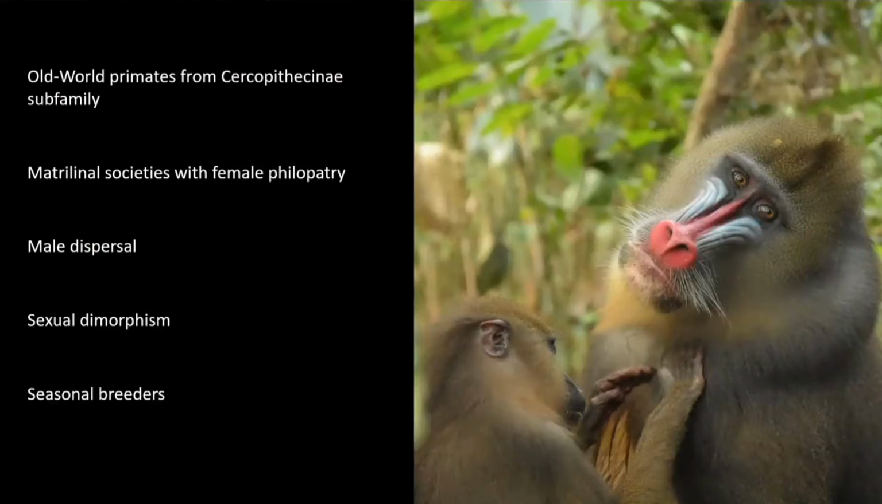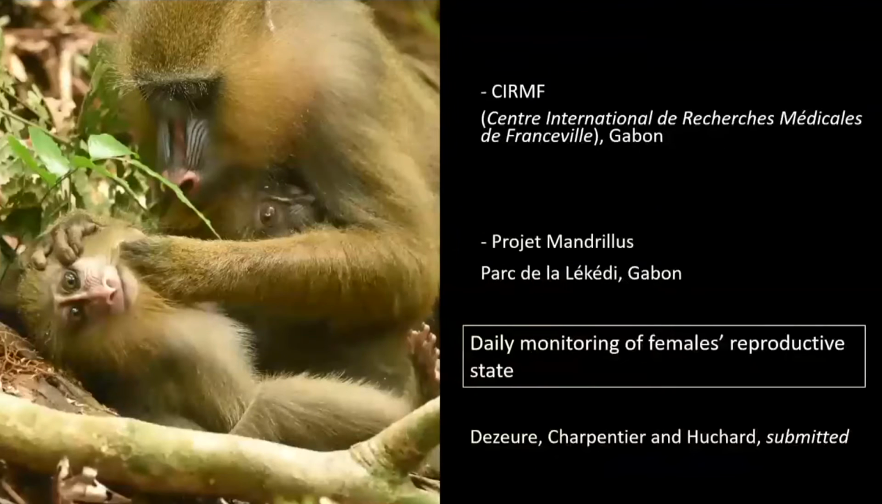Marie just talked about them, so I'm going to speak about it. Until very recently, most of the data regarding the reproduction in mandrills came from a semi-free ranging group at the CIRM in Gabon. In our population, we are daily monitoring the females' reproductive state. And we are expecting a difference between our population and the population of the CIRM because this population is provisioned. The results I'm going to present today are part of a submitted paper of Charpentier and colleagues, and we just added a year more of data because this last season we had closed it.